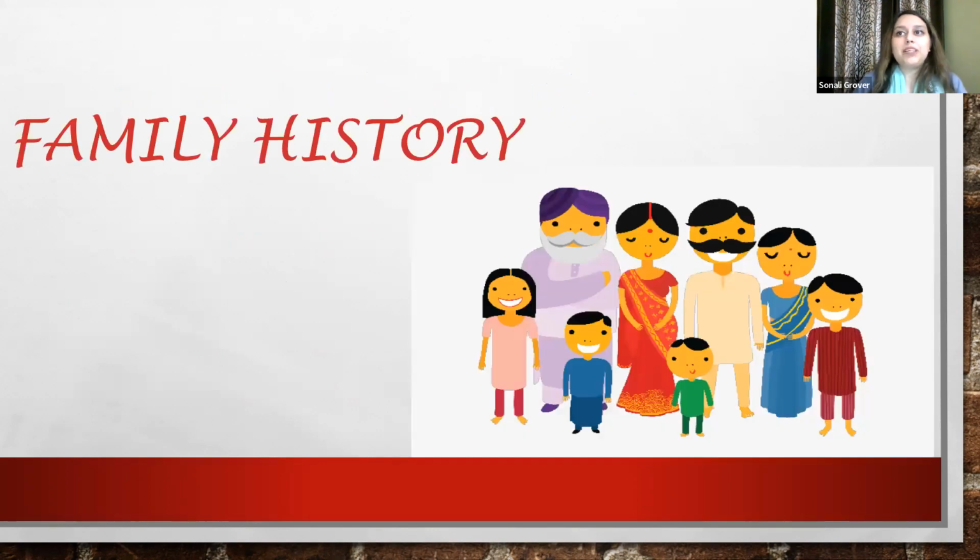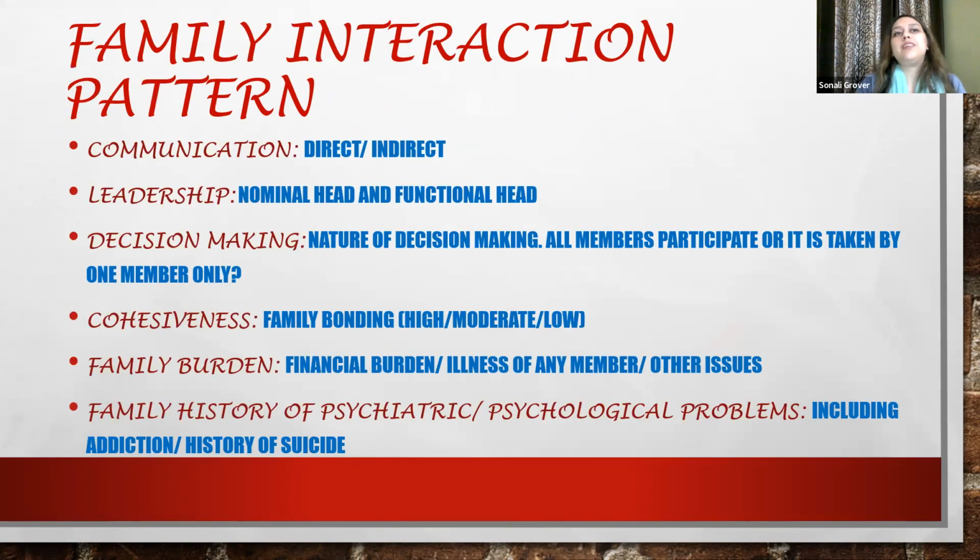Next comes the family history. This is also a very essential aspect, as we discussed before also. So what kind of communication, is it direct or indirect? What about family leadership, how is it? Who is the head? Who's the nominal head? Who's the functional head? Who is actually heading the family? Decision making, who takes the decision? Are all major decisions taken by one member, or is it a consensus? What kind of family is it? So just to know a bit about the family.